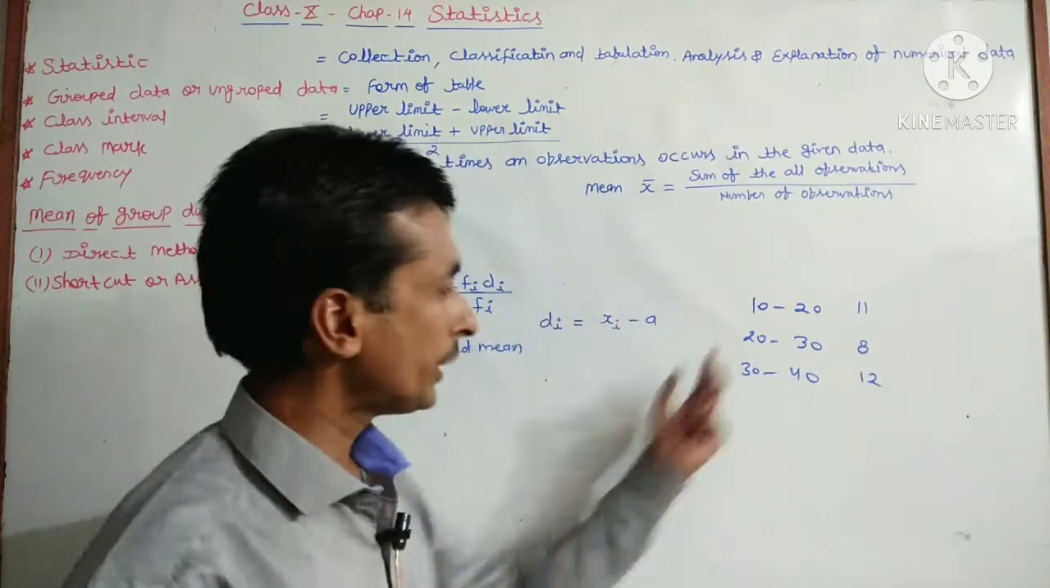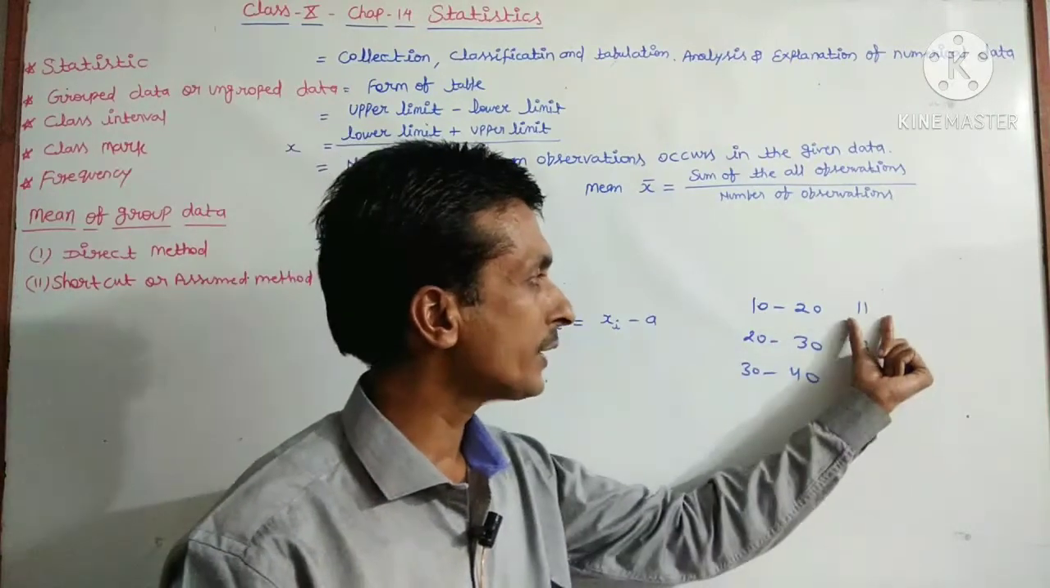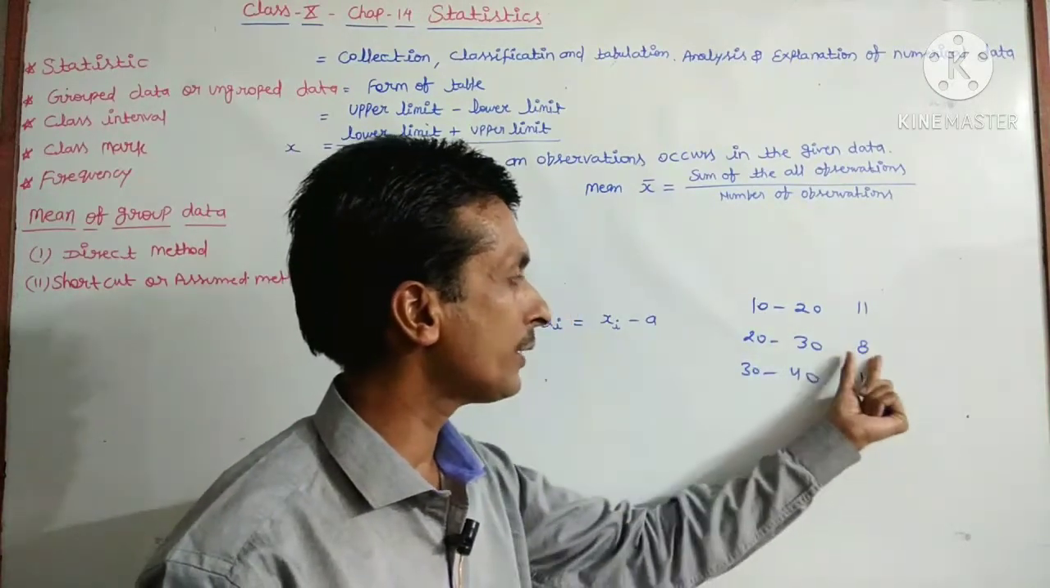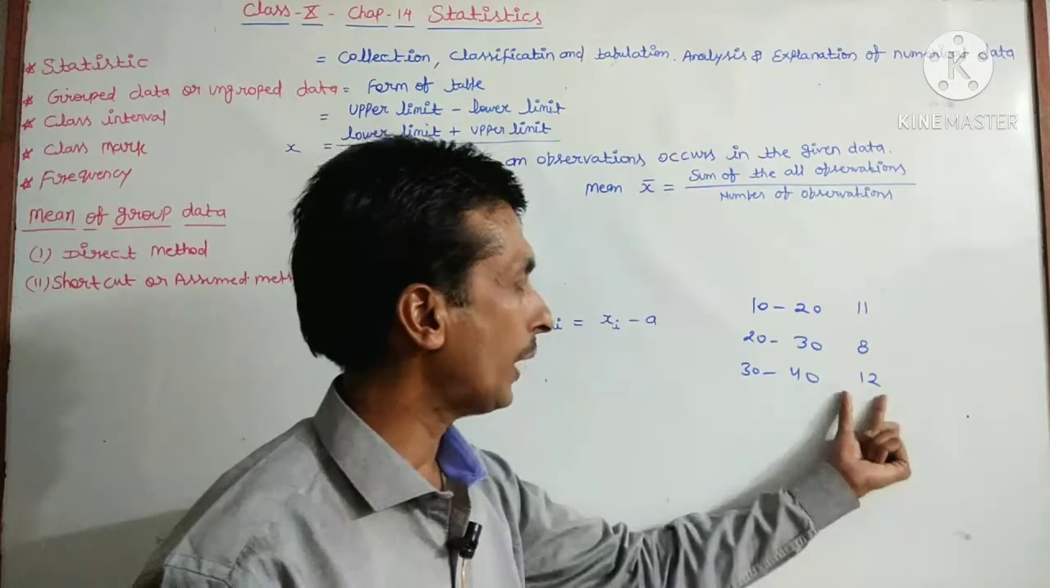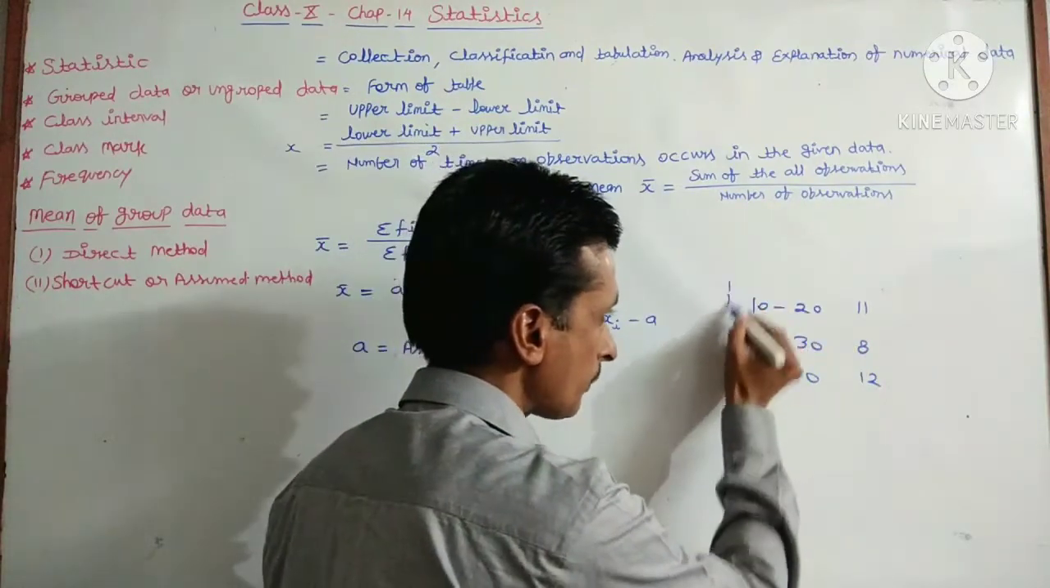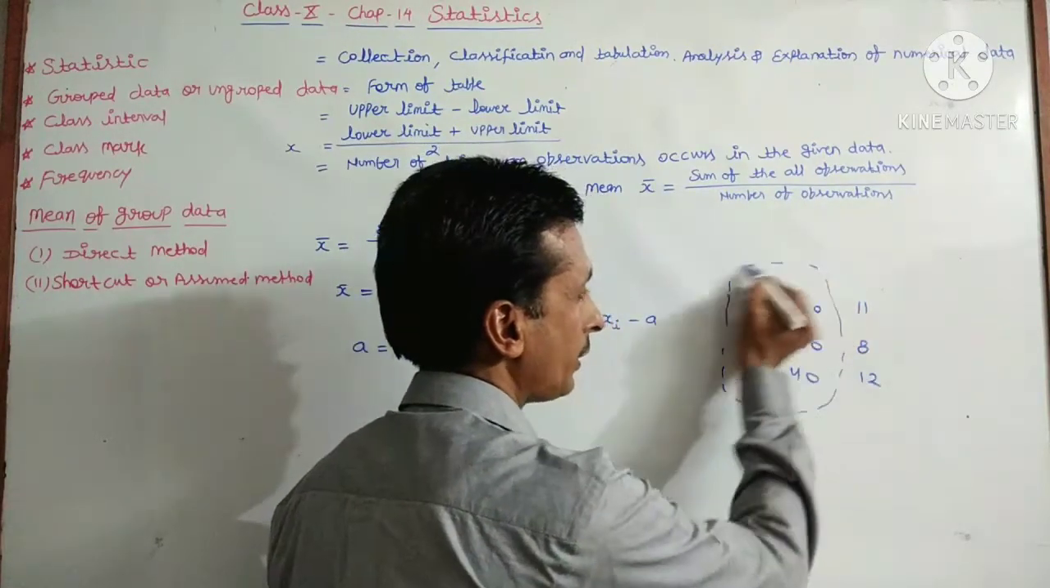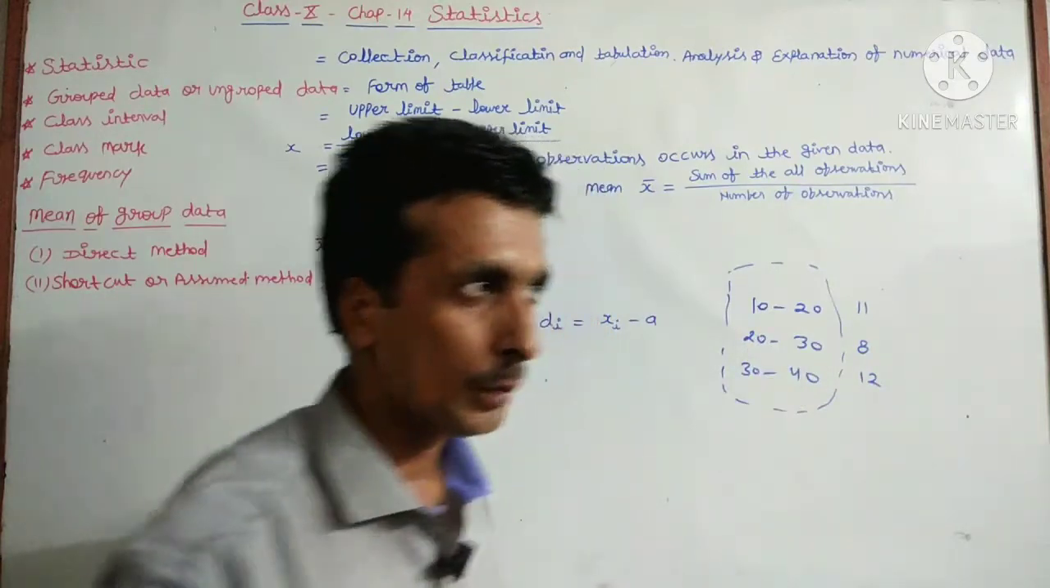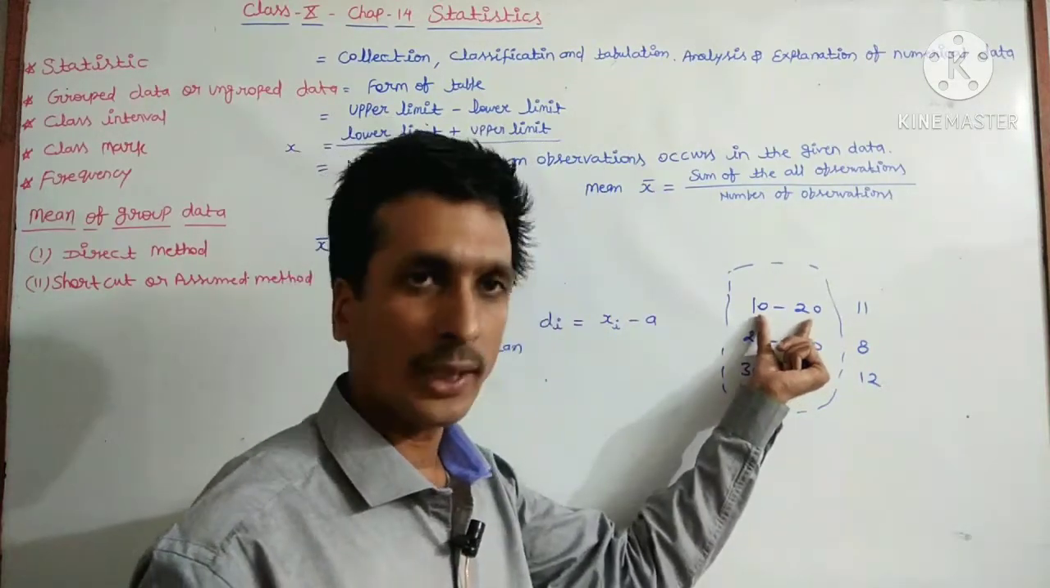Okay, so there are 10 to 20. How many persons here? 11. 20 to 30, here it is 8, and 30 to 40 is 12. So this line that is present here is the group data. Group data, that means the difference between the 10 here.